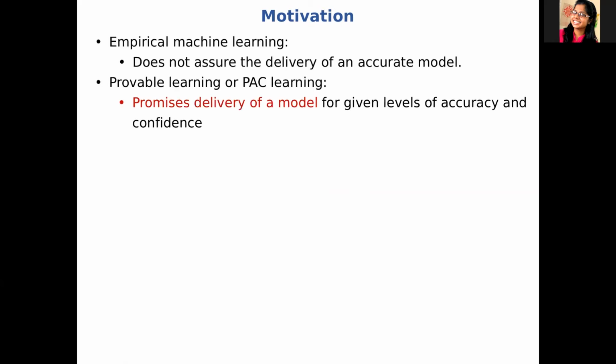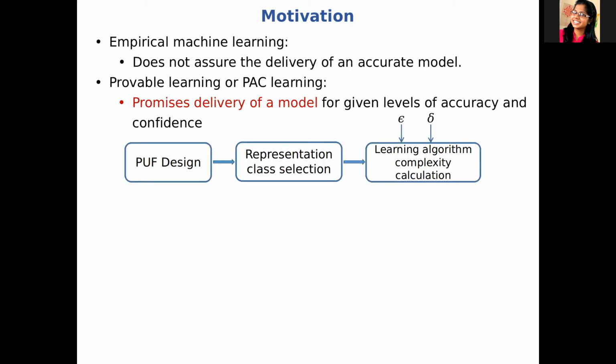In this work, we use provable learning rather than empirical learning simply because in case of empirical learning, we are not sure that we'll get an accurate model at the end of the training phase. However, in provable learning, or the PAC learning model, we are assured to get an accurate model for given levels of accuracy and confidence. In case of PAC learning of PUFs, given a PUF design, an attacker tries to find a suitable representation class and a learning algorithm. Using this algorithm, it computes the number of input-output pairs needed to attain a fixed accuracy given by epsilon, and with the given confidence of the algorithm, which is delta.